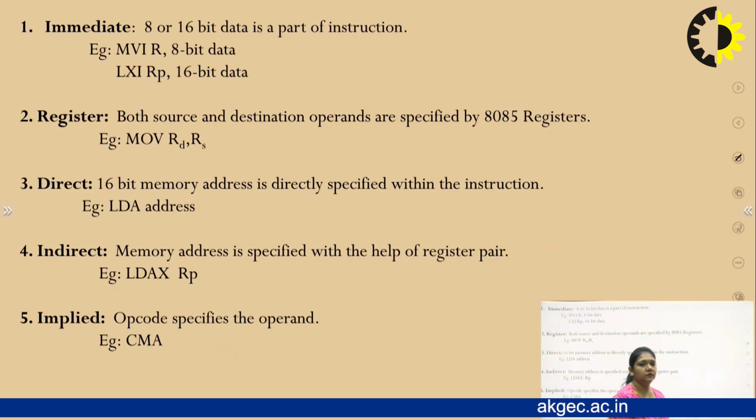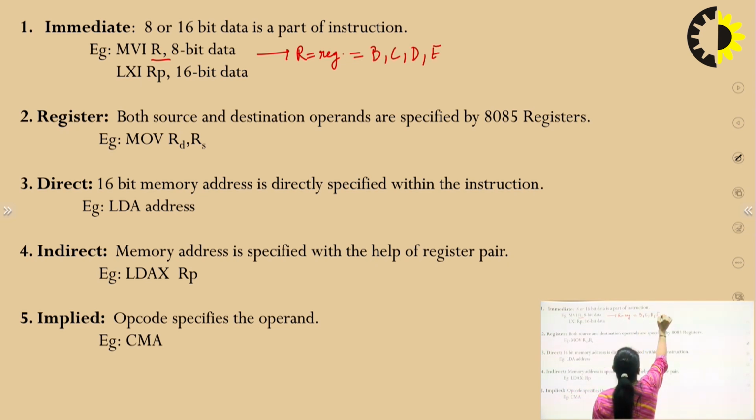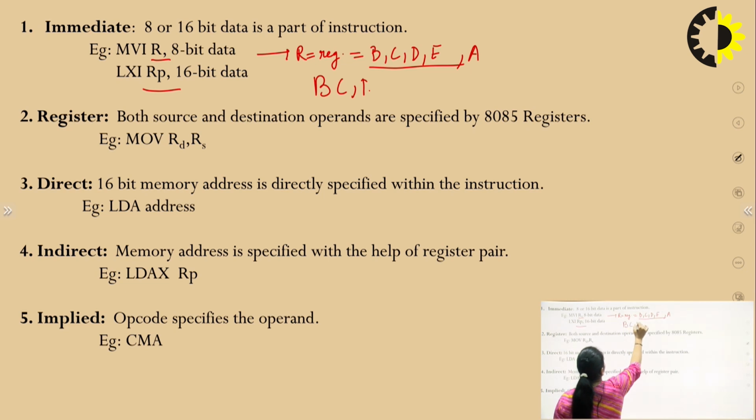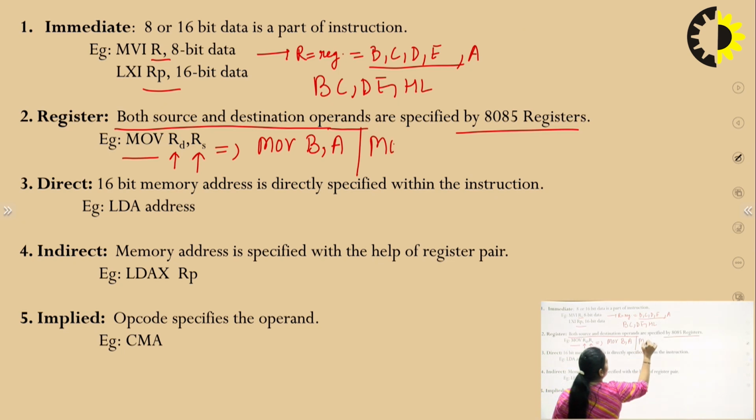This is a summary of what we have studied right now. Immediate addressing mode: the 8-bit or 16-bit data is a part of the instruction. Register addressing mode: for example, MOV R, where R is a register and this register can be B, C, D, E or the accumulator as well, and register pair can be B, C, D, E, H and L. Both source and destination operands are specified by the registers. MOV destination register, source register. A detailed example we have discussed, MOV B comma A, MOV D comma B, or some other.